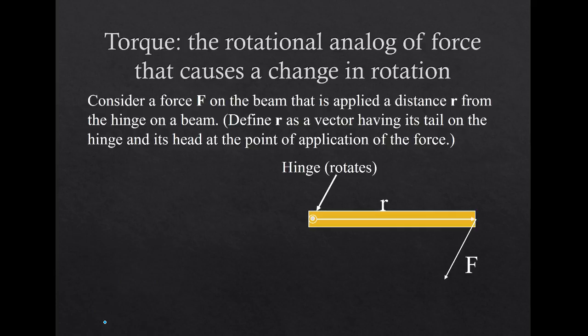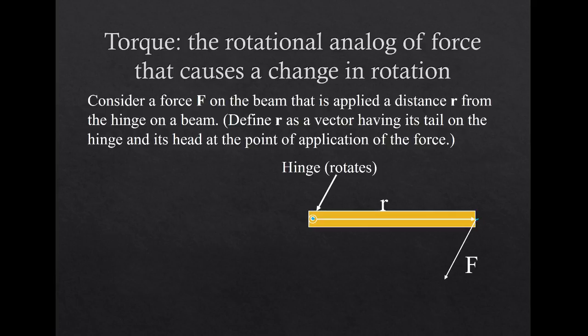So torque is the rotational analog of force that causes a change in rotation. If we think about a force that's acting on this beam, applied a distance r from the hinge, then we can start to imagine a torque. We define this r as a vector having its tail on the hinge and its head at the point of application of the force.